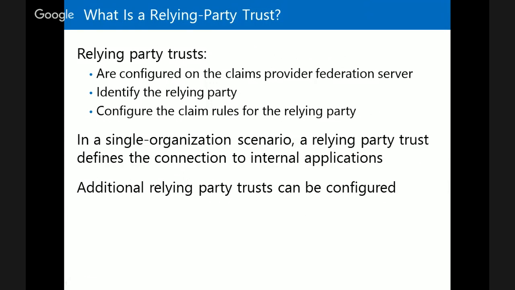All right, relying party trust. They're configured on the claims provider federation service and identify the relying party. You configure rules then for this party. This is the part that defines the connection to the apps. They're my web services or whatever I'm running internally. And of course, additional party trusts can be configured if necessary. So this is something that the administrator needs to do, is configure these trusts. Trust between federation and the resource, trust between federation and the claims provider like Active Directory.